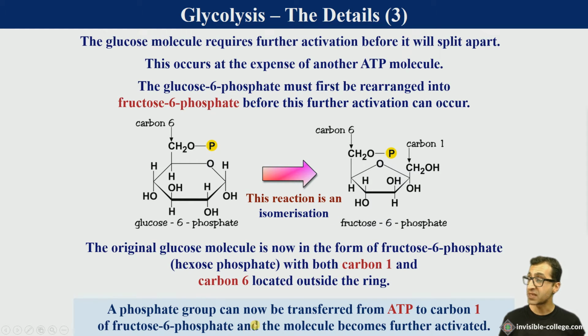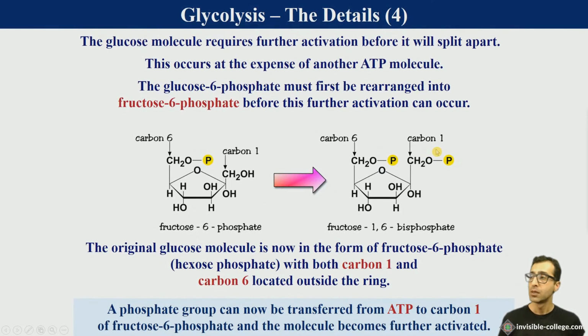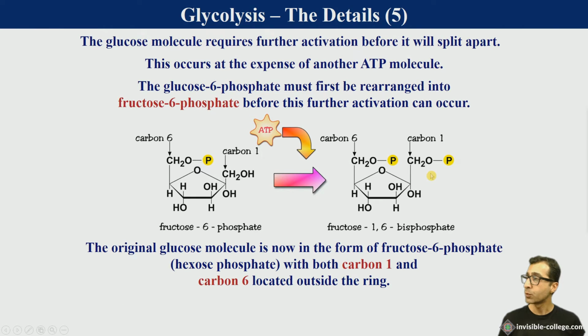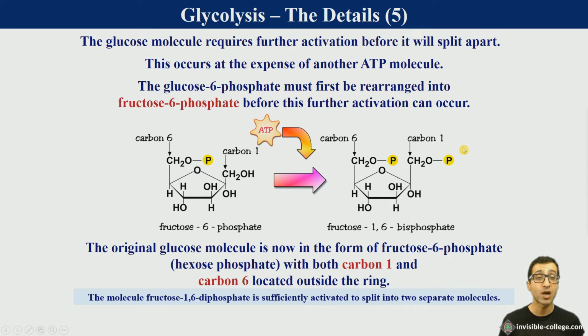So now a phosphate group can be transferred from ATP to carbon 1 of the fructose 6-phosphate, and this further activates the molecule. It raises its chemical potential energy. So by the addition of a further ATP molecule, we have now phosphorylated carbon 1 as well. So in doing this, we have now formed fructose 1,6-bisphosphate, or fructose 1,6-diphosphate.